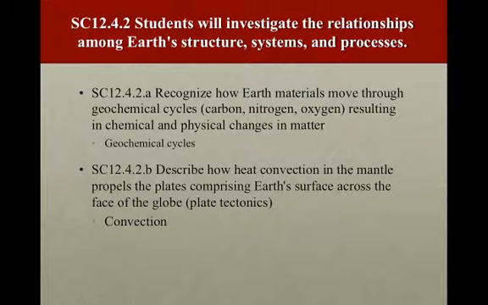Describe how heat convection in the mantle propels the plates comprising Earth's surface across the face of the globe. It's called plate tectonics. Do you guys remember that term? The plates are moving, and there are different kinds of fault lines, like convergent, divergent, all those. You could make mountain ranges. There could be canyons. They slide past each other, and that's where the earthquakes occur. But that's all based on convection in the Earth's crust.